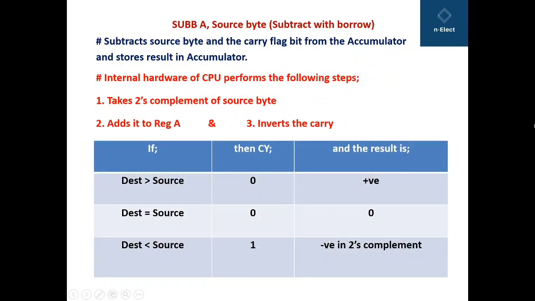We will do it through an example, but before that you have to keep in mind these 3 conditions. If the destination is greater than the source, then the carry bit will be 0 and the result will be positive. If the destination is equal to the source, meaning the data at destination is equal to the data at source, then carry will not be generated, the carry bit will be 0 and the result will also be 0. And if the data at destination is less than the data at source, then the carry will be generated and the result will be negative in 2's complement.